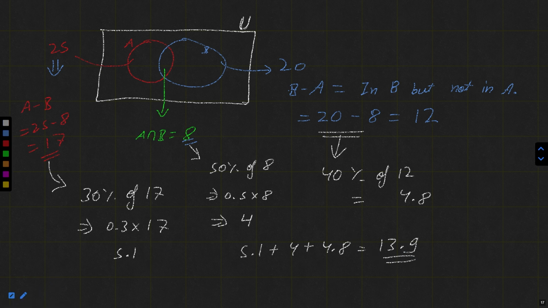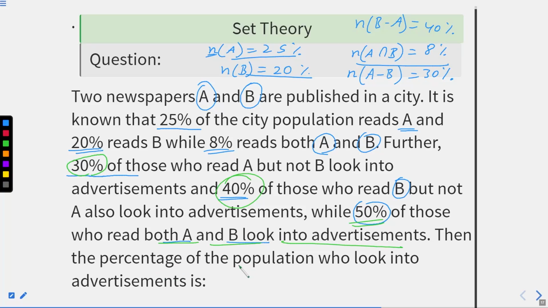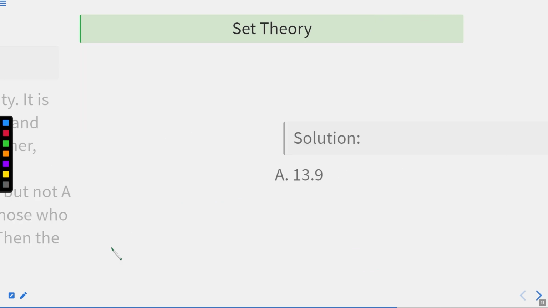So what does 13.9 mean? It represents the population who look at the advertisements. So 13.9 percent of people look at the advertisements. Okay, let's move to the next question.